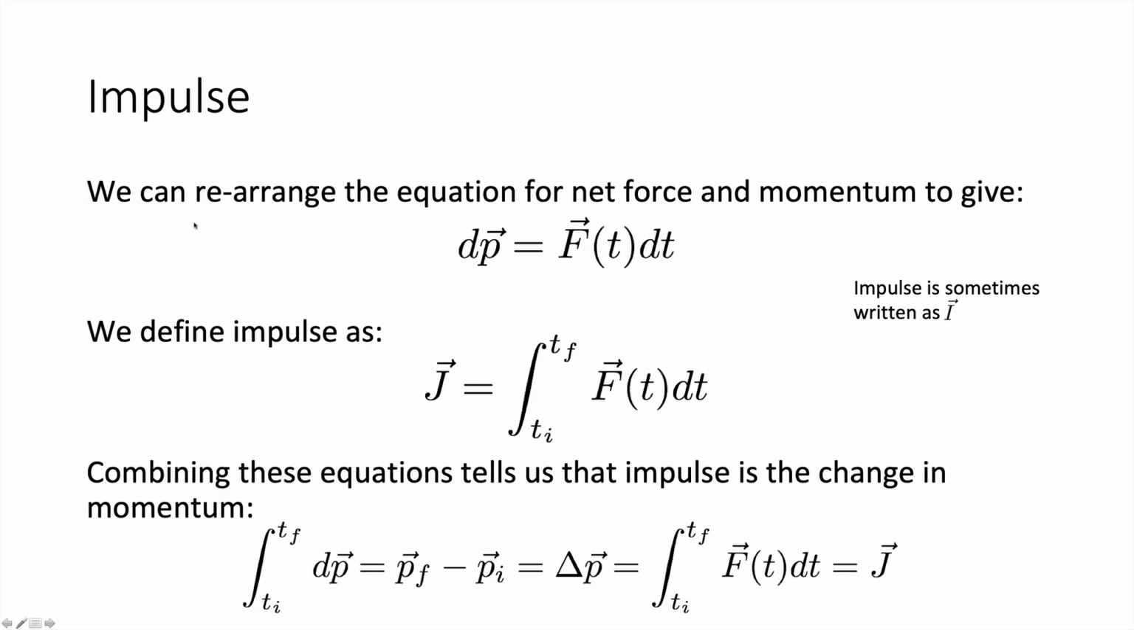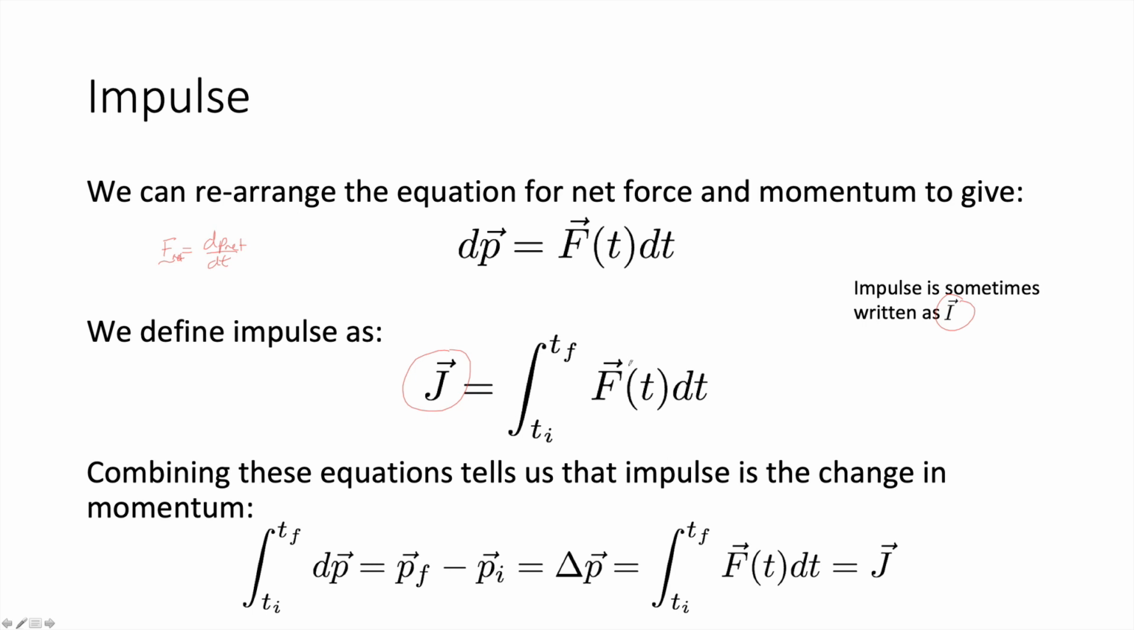So this brings us to impulse. We can rearrange our equation for the net force. We had F is equal to dP net by dt. This was also the net force. So we can rearrange this and write dP is equal to F times dt. We find it useful to define impulse, J, though it's sometimes written as I, as the integral of F dt, the integral over time, going from the initial time to the final time.